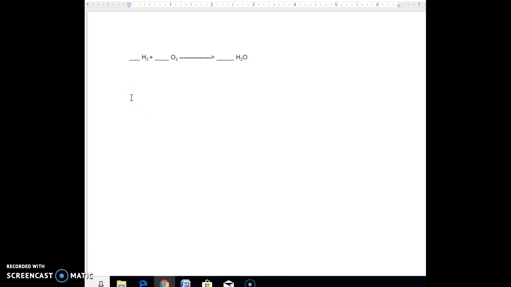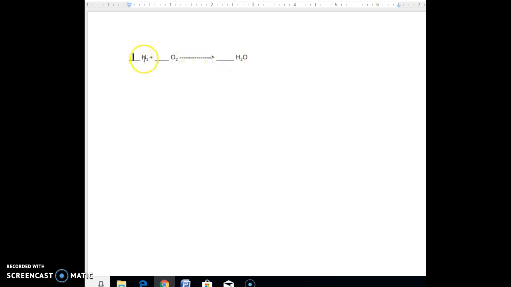Hey guys, you would see some questions like balancing chemical reactions in your test. So you will see a question like this. At this time, I want you to put a number in these spaces. Like if you have H2 plus O2 gives you H2O, then I want you to balance this equation.